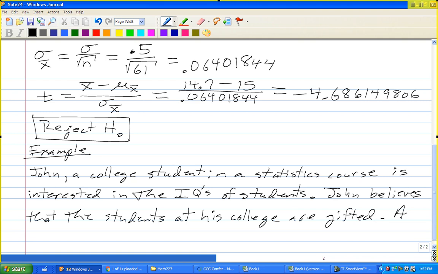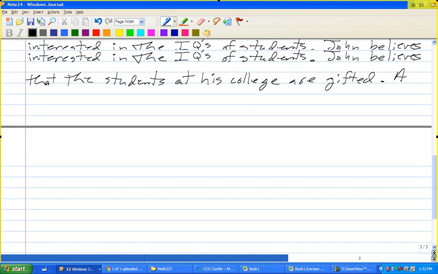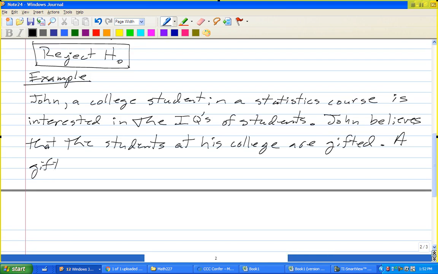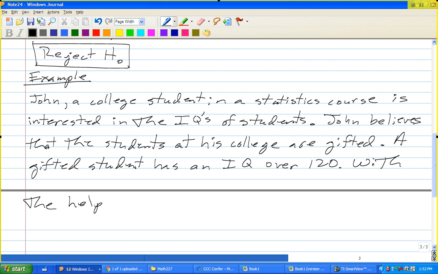A gifted student has an IQ over 120. With the help of the instructor, John surveys.